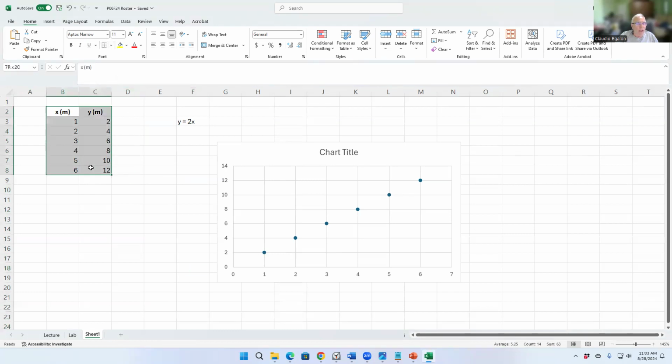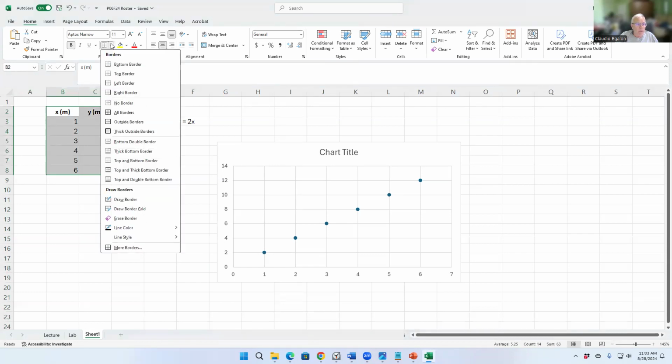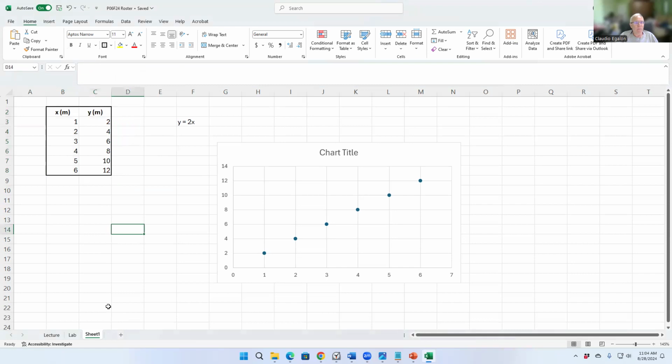First you have to highlight the table where you want, and you have all sorts of options, right? Bottom border, top border, left border, and so on. I want a thick outside border in my table to make it look nice. See that? Yes, thank you. Okay, good. And then you do the same as this other one.